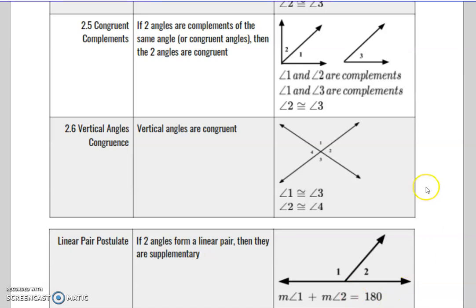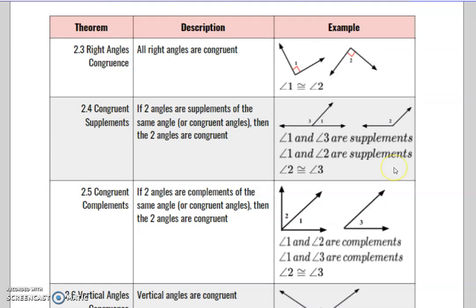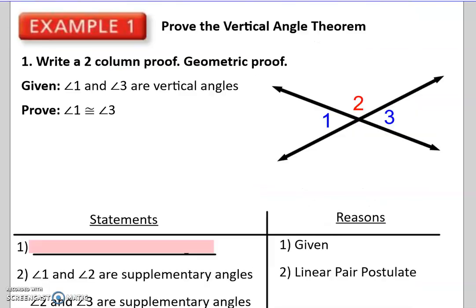Okay, so we have to really get used to these theorems because we are going to use them in proofs. The proofs that we're going to talk about in this video are geometric proofs.